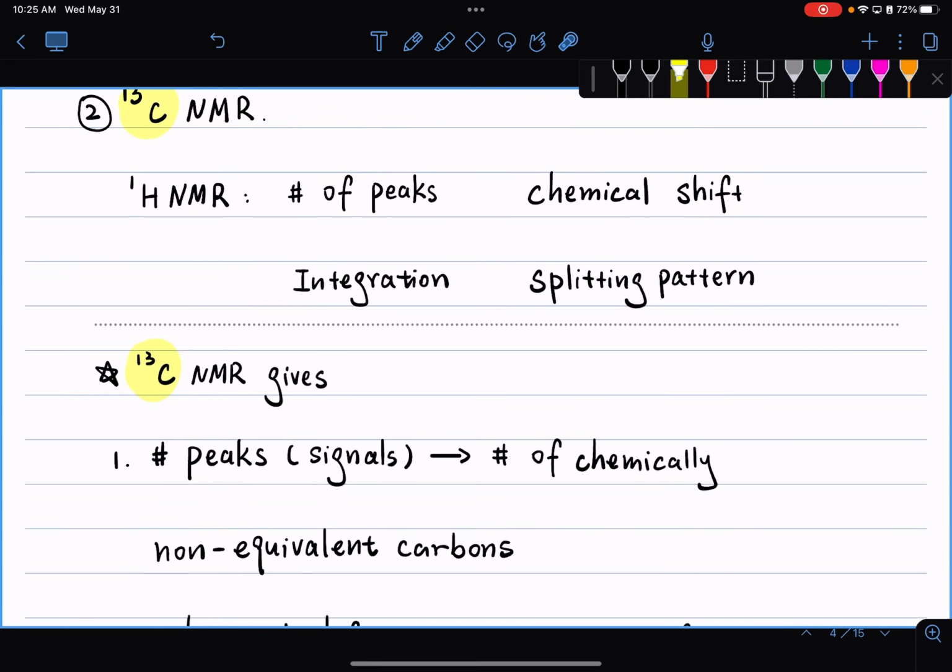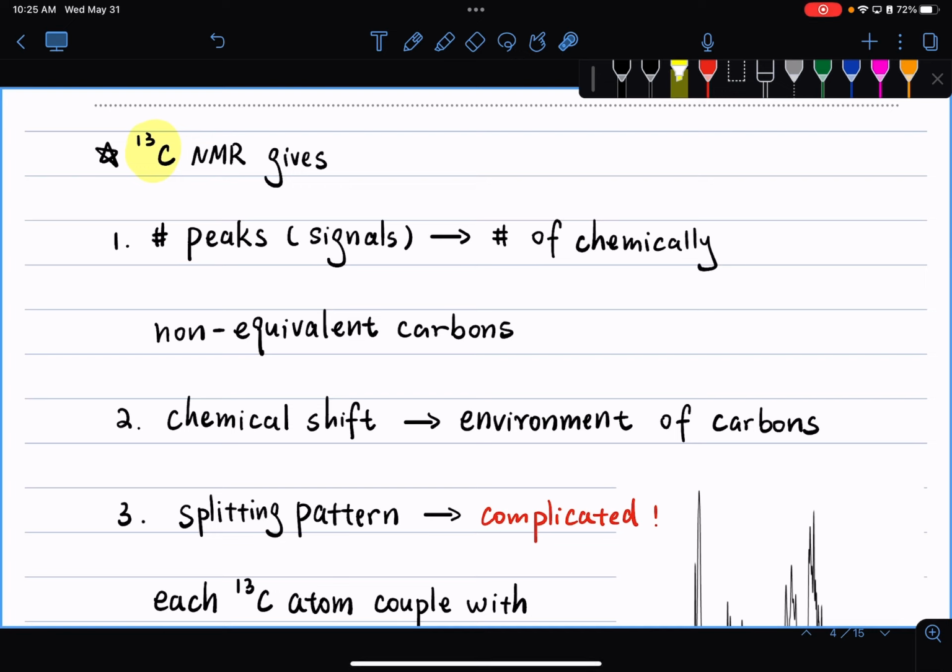Now, in carbon NMR, of all these 4 pieces of information, 2 of them are no longer useful, at least at this 14C level. The first, the number of peaks, tells you the number of chemically non-equivalent carbon atoms. This information is still relevant. By looking at how many peaks you have on your carbon NMR, it tells you how many chemically non-equivalent carbon atoms you have. It's a very good hint as to whether or not your molecule has symmetry. We'll see some examples on this really soon.